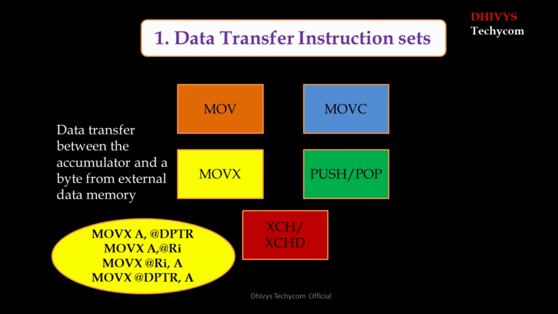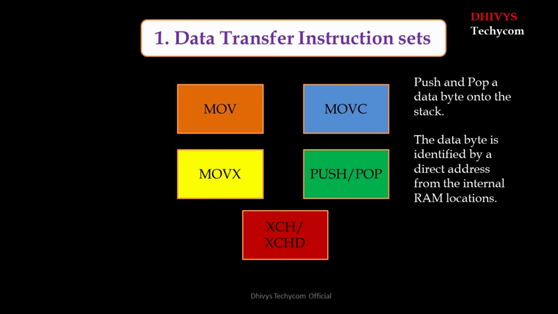So there are many examples: MOVX A, @DPTR, MOVX A, @RI, whatever register sets you want you can choose. So from DPTR to accumulator you can move, right? And also from accumulator to DPTR you can move, but make sure that you're writing in the correct sense, right? Usually you have to read the instruction from right to left. Practice that well. That is a very important point.